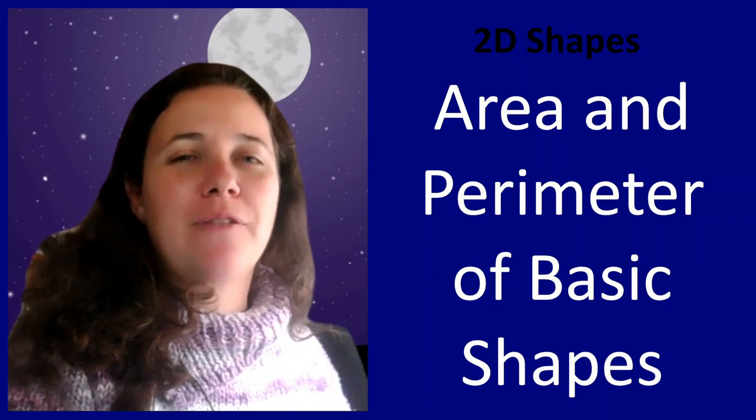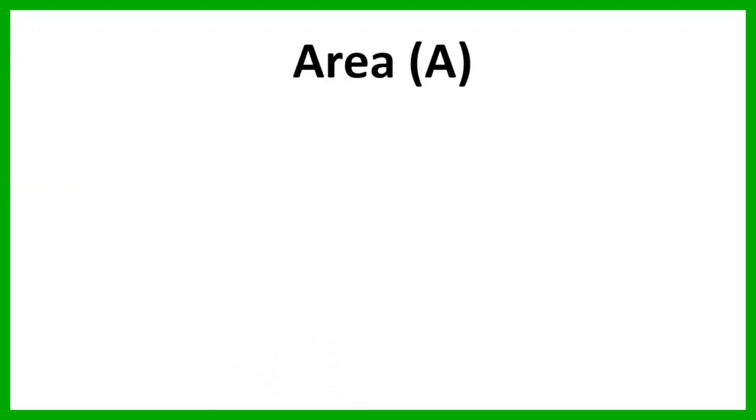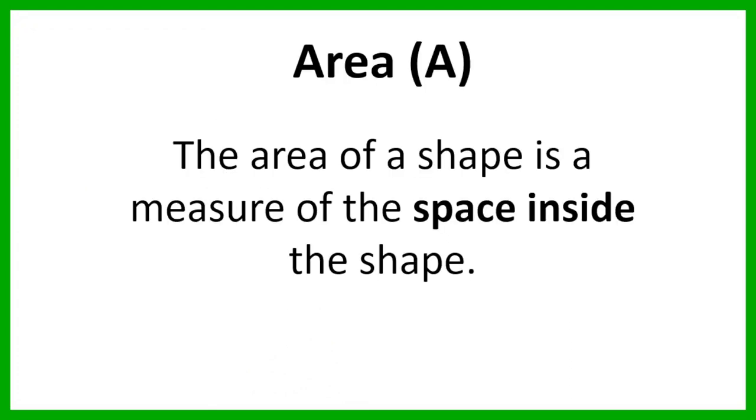Today we're going to be learning about finding the area and perimeter of basic 2D shapes. First, let's take a look at what area and perimeter are. First, area is a measure of the space inside a shape, and it is measured in units squared.